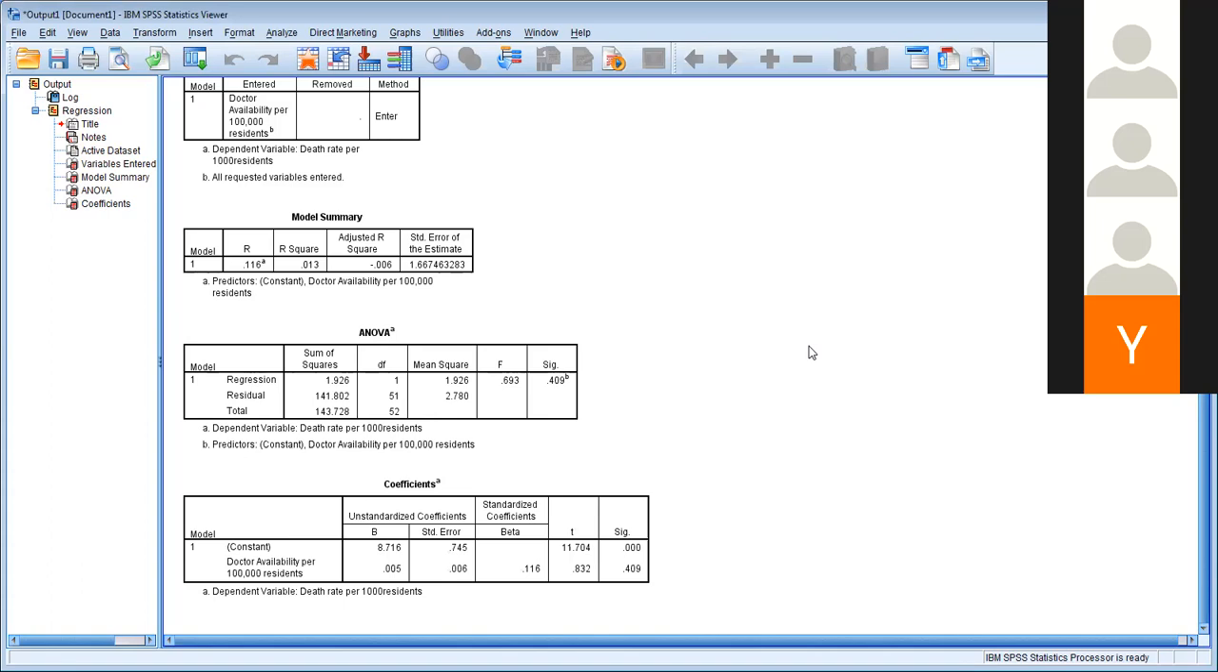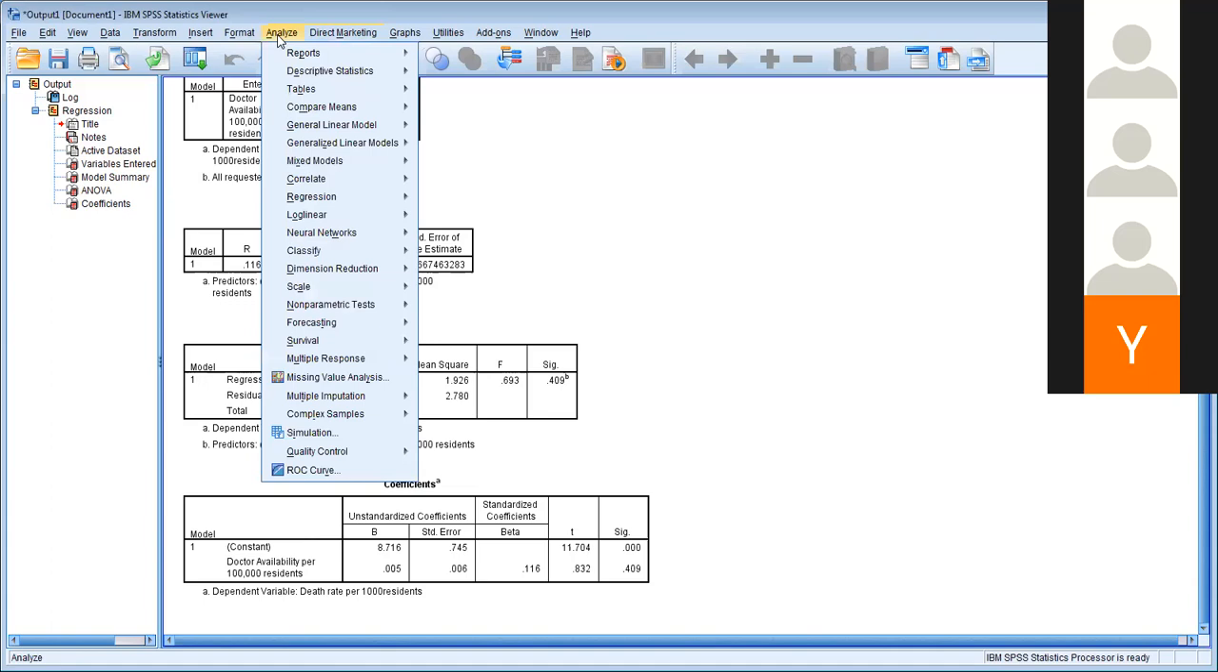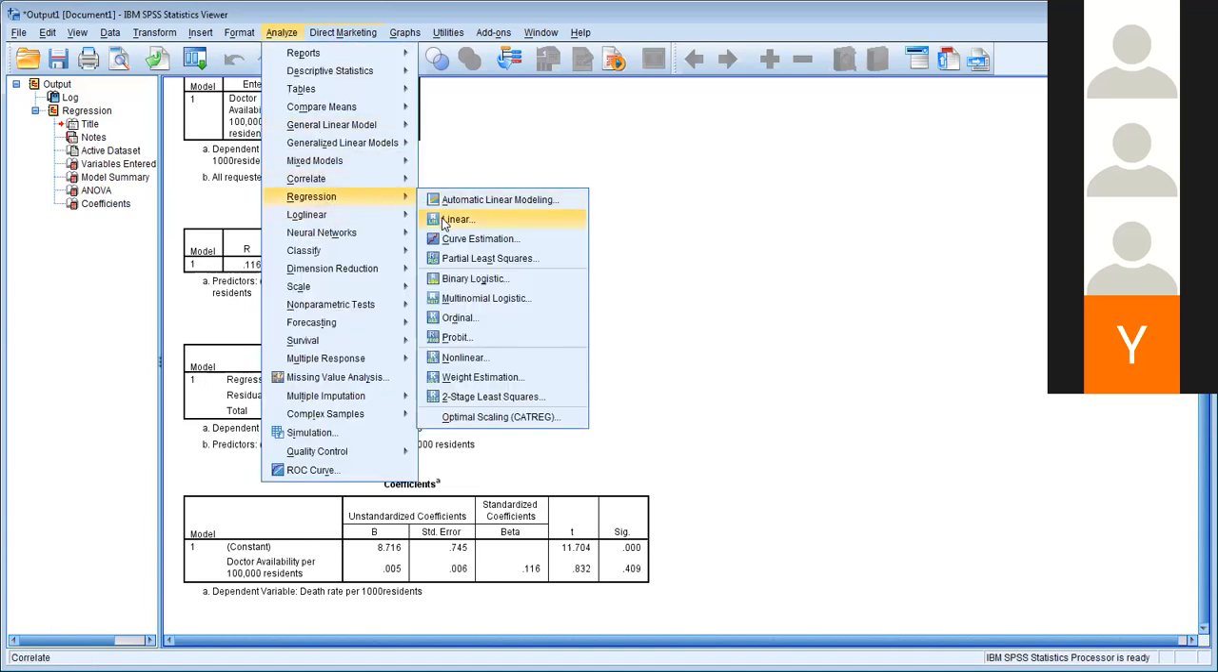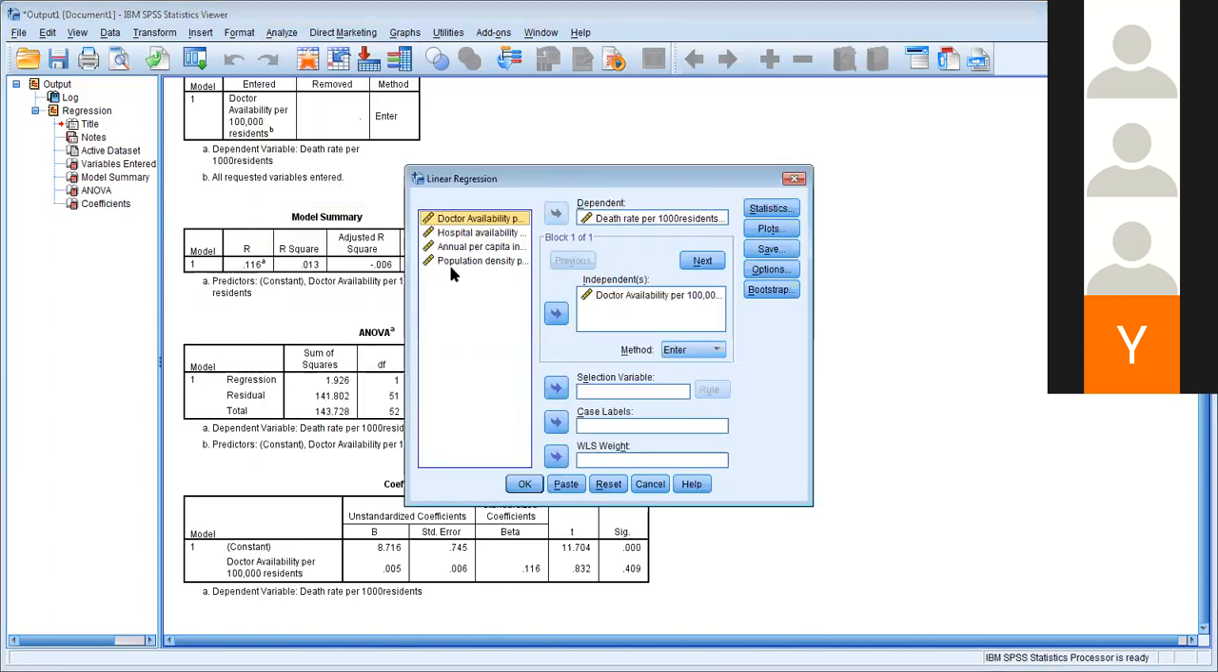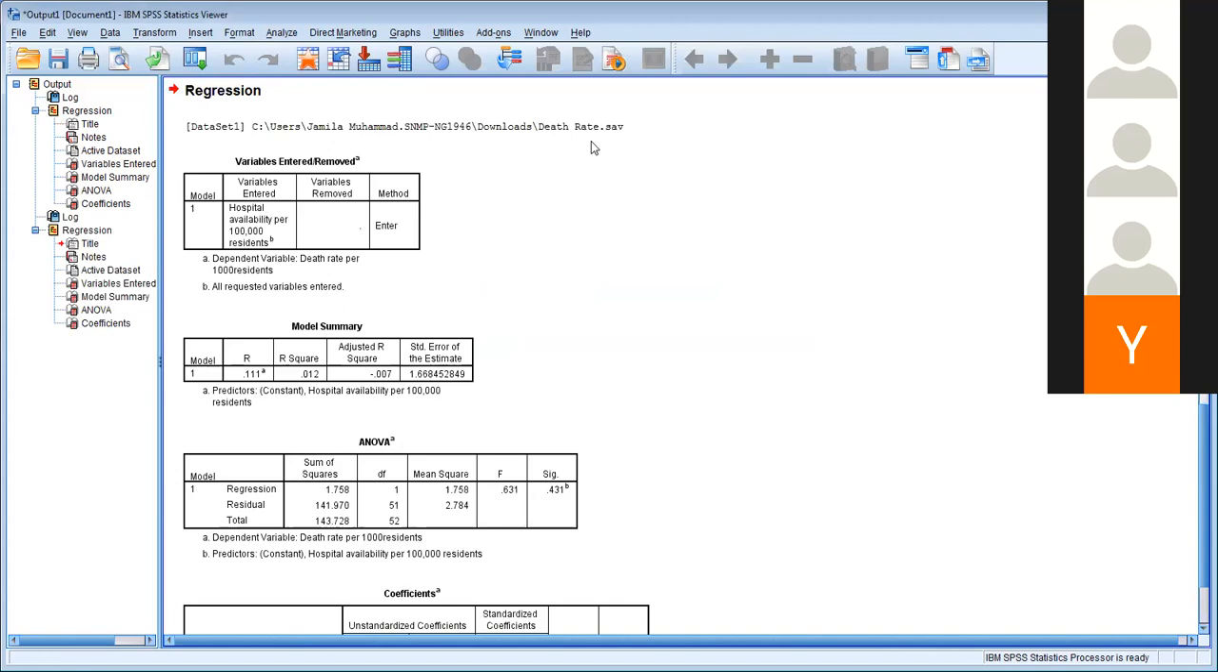Let's run this second one. Go to analyze, and let's do the second factor. Regression, linear. Remove doctor availability and put hospital availability.